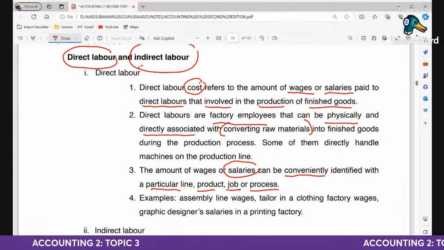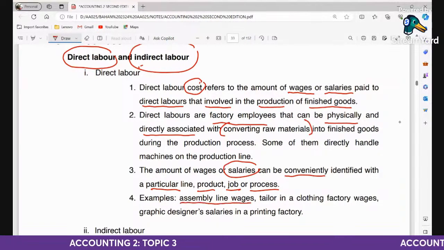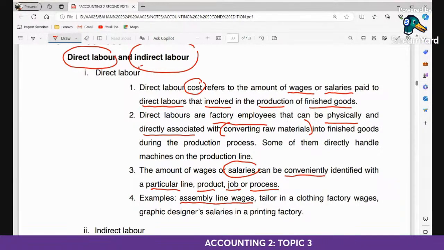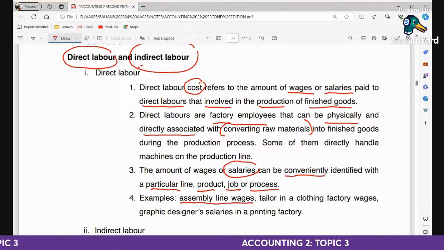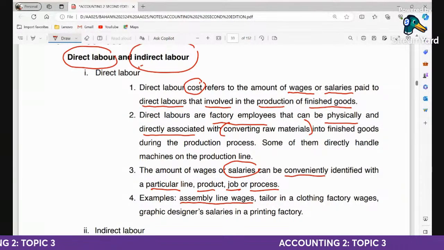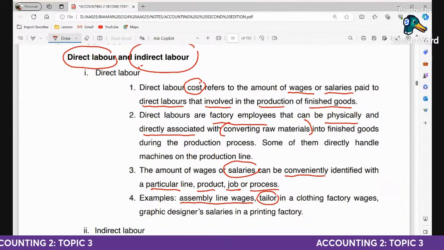So contoh dekat sini direct labor, kalau dekat kilang, as you can see is assembly line wages, which is upah yang dibayar kepada pekerja production. Let's say your factory is actually a clothing factory. Kilang buat baju. So kilang buat baju tu is actually assembly line wages, tapi we can be more specific. Those who are actually involved in the clothing factory is actually tailors lah. Sebab mereka ni yang bertanggungjawab untuk jahit pakaian dalam kilang pakaian tersebut.